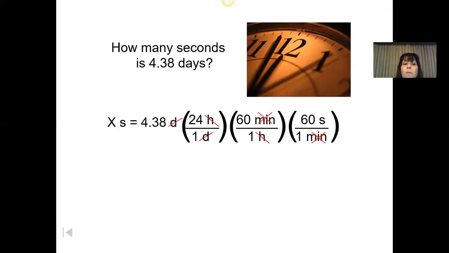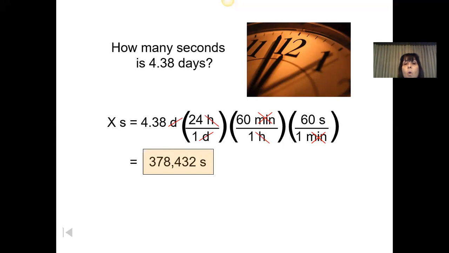So I'm left with quite a few numbers. Again, I have to multiply all the numbers across the tops, which are the numerators, and across the bottoms, they're just ones. So this answer will be just the product of the 4 numbers in the numerators: the 4.38 times the 24 times the 60 times the other 60. So my final answer for this is going to be quite large, 378,432 seconds.